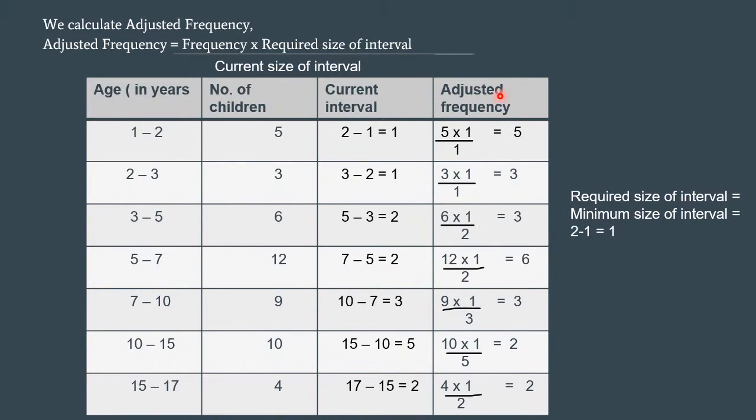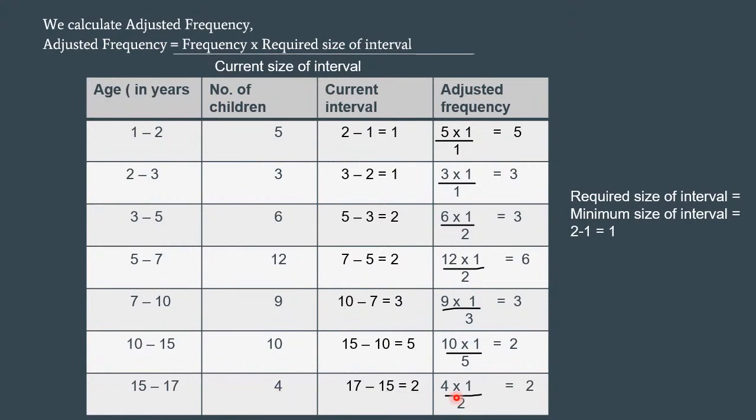Now for finding adjusted frequency, use the formula. Frequency is 5 into required size of interval 1 by current size of interval 1. So it is 5. Now similarly 3 into required size 1 by current interval 1. So 6 into 1 by 2 will get 3. 12 into 1 by 2, 2 sixes are 12. Then 9 into 1 by 3, you'll get 3. Then 10 into 1 by 5, you'll get 2. 4 into 1 by 2, you'll get 2.